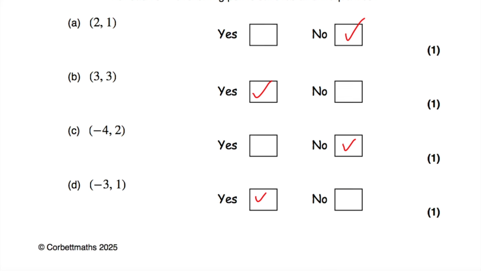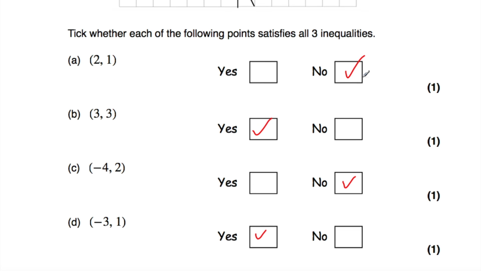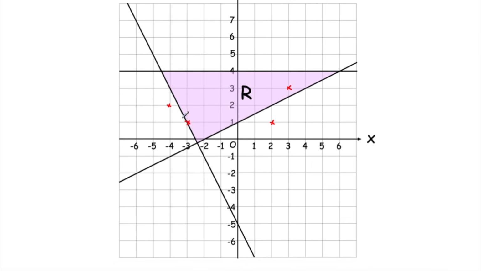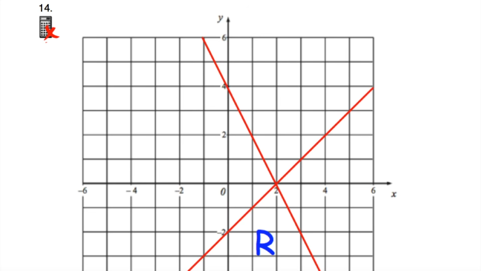And then if we go down, no, there's no part A. So that's it. So the answers are no, yes, no, yes. So we've just plotted the points. The points that are in the region would work. The points that are outside the region wouldn't work. And if any of the points are on the line, because it says less than or equal to or greater than or equal to, then they would work as well. And that's it. Okay, let's look at our next question, question number 14.